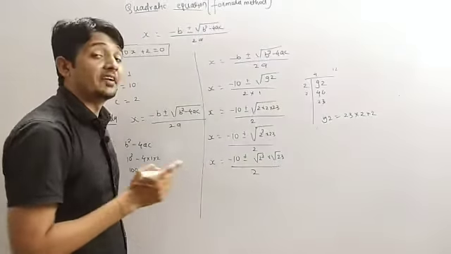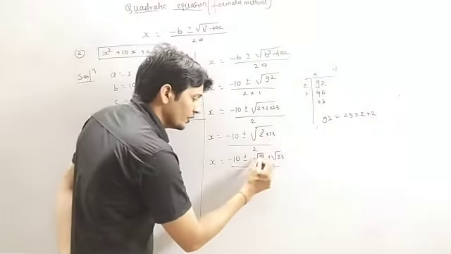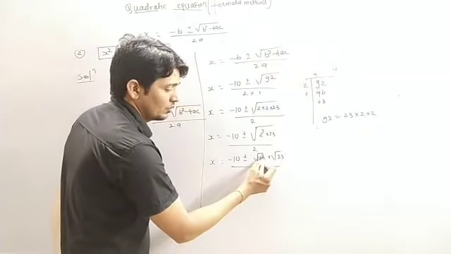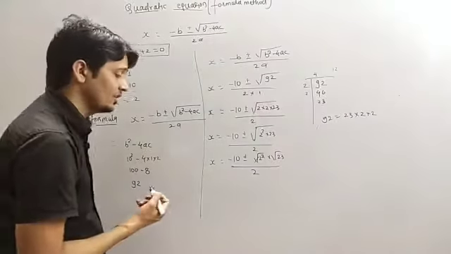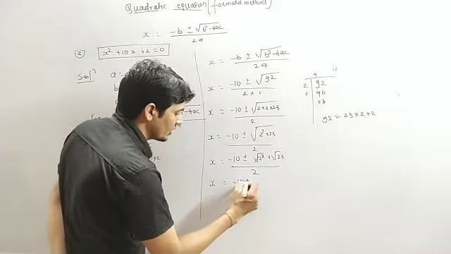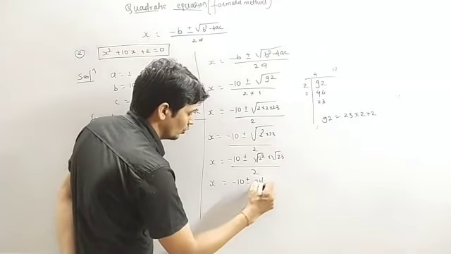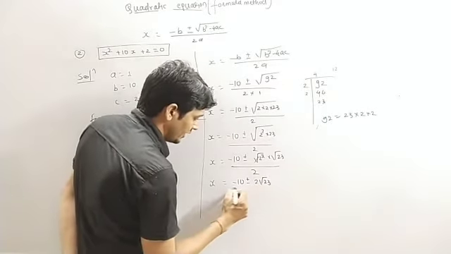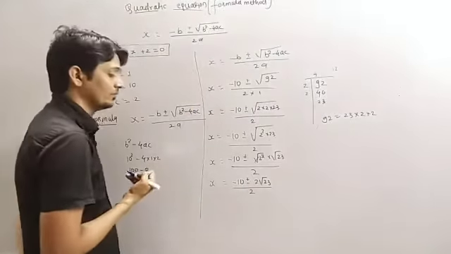हमने इनको individually लिख लिया. Okay, now this 2 and this power of 2, that is square, and square root will get cancelled. So what will we get now? We will get x equals to minus 10 plus minus 2 root 23 divided by 2.